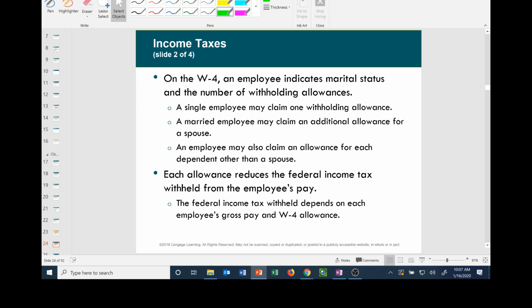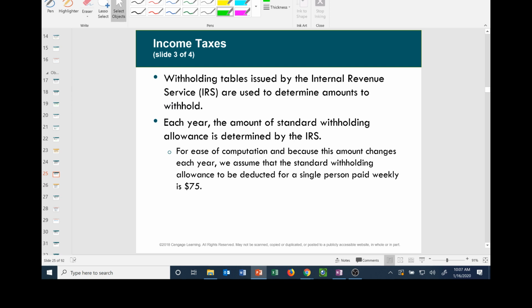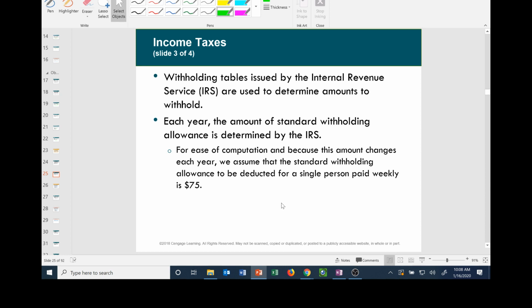All right, a single employee may claim one withholding allowance. A married employee can claim two, but if that spouse is working, don't do that. But if you've got a dependent, you can claim a withholding allowance. So everybody's federal tax is different. Now, federal tax has been reduced, but still high enough. So we're not going to worry about calculating federal income tax. I teach that in the tax class, but not in the accounting class.